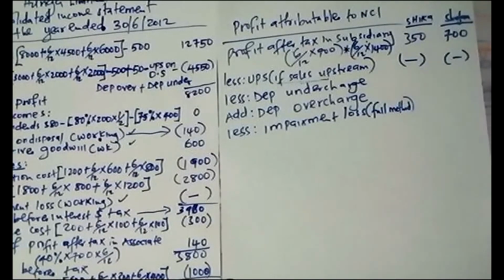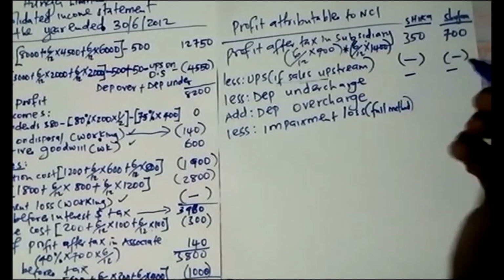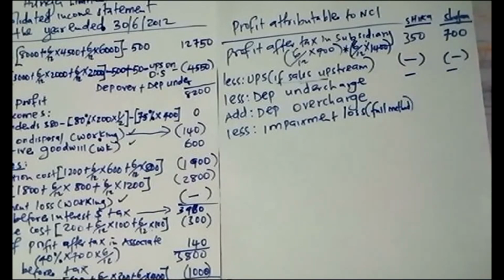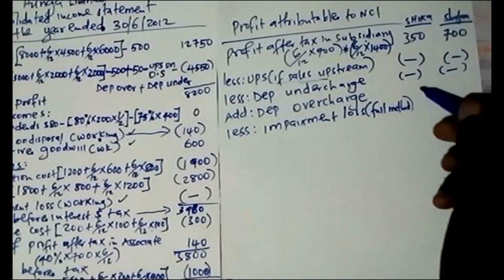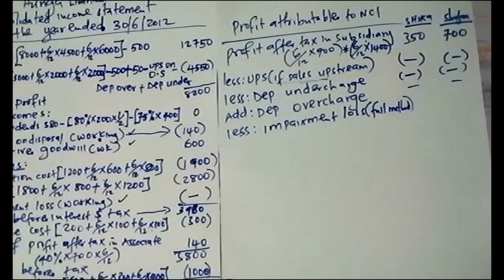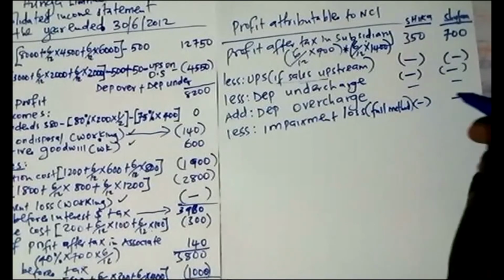Then for the scenario of depreciation under change, there was no revaluation. That one I explained earlier. In order to get depreciation under change, you must have revaluation gain. You multiply with the depreciation rate. Then for the overcharge, you must have a sale of fixed asset. There was none. Then for impairment loss, I said we must have used the full method. We never used the full method. We used the partial method.